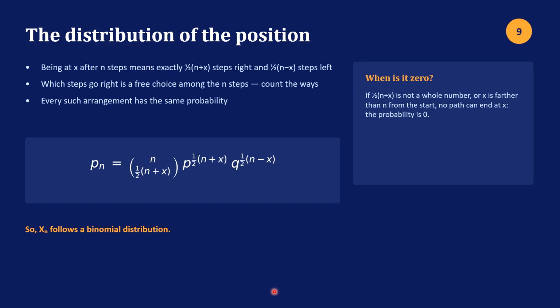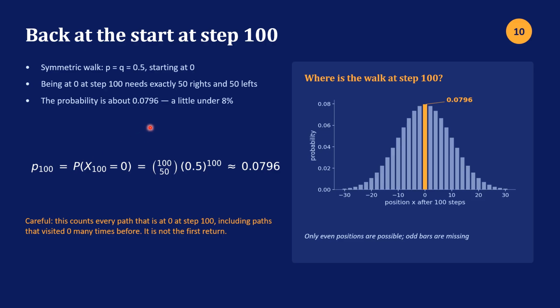Okay, so let's continue. We're almost done. I have an example on the next slide. On this slide, we have an example of a symmetric walk. p and q equal 1/2. We start at 0. And we want to know the probability that at n steps we're back at state 0. So it's this probability here.